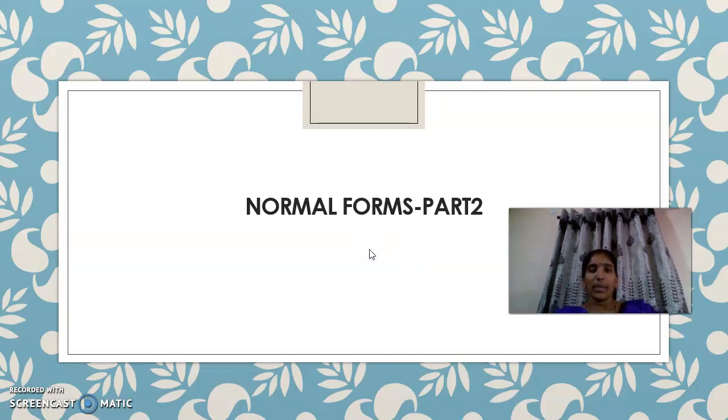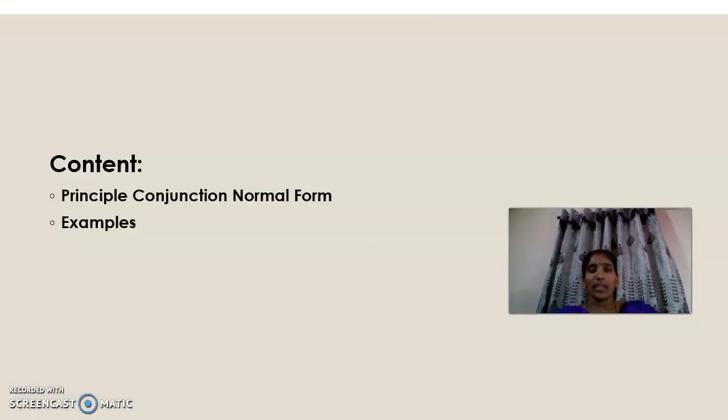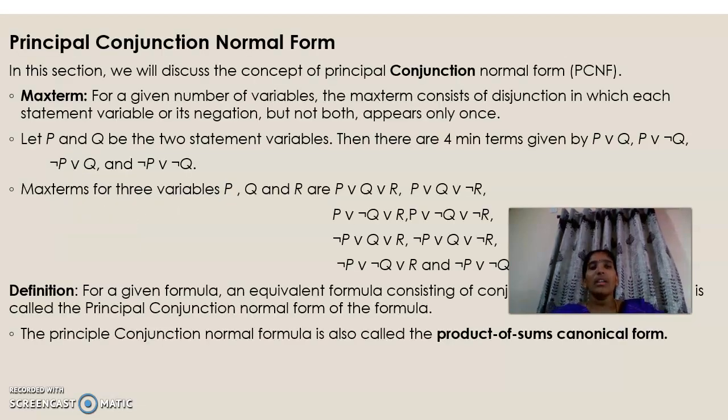This video will discuss the PCNF, principal conjunctive normal form, and examples. In PCNF we will see the max terms. The max term definition: for a given number of variables, the max term consists of a disjunction in which each statement variable or its negation appears, but not both. PDNF consists of conjunction, whereas PCNF consists of disjunction.